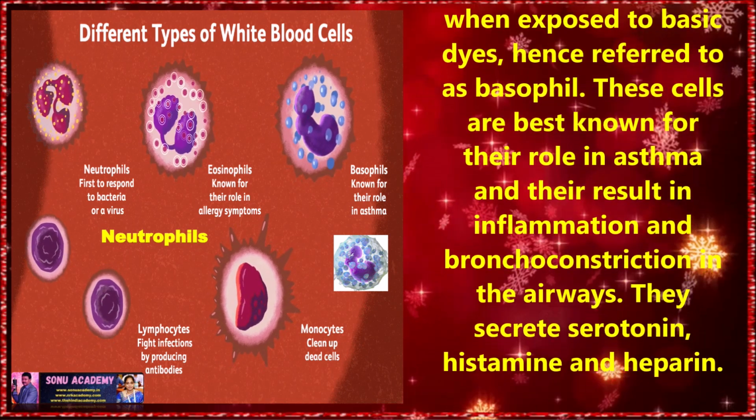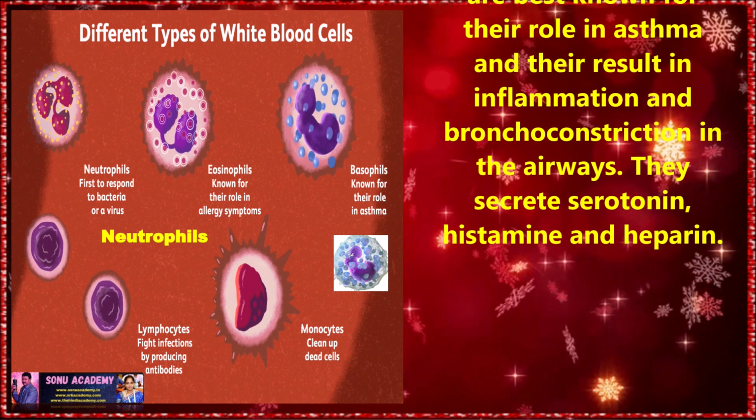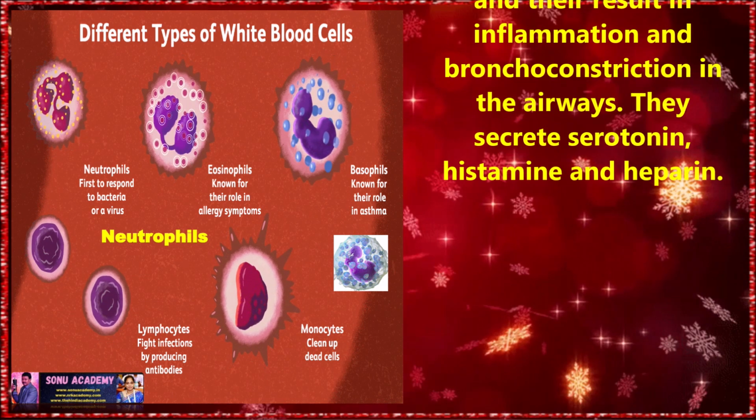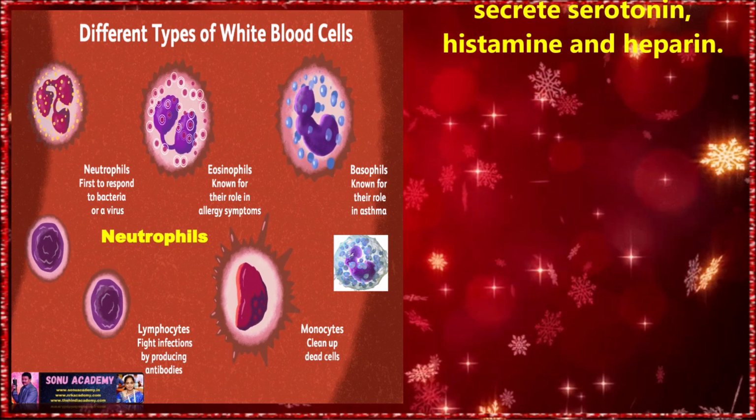The cells are best known for their role in asthma, where they result in inflammation and bronchoconstriction in the airways. They secrete serotonin, histamine, and heparin.